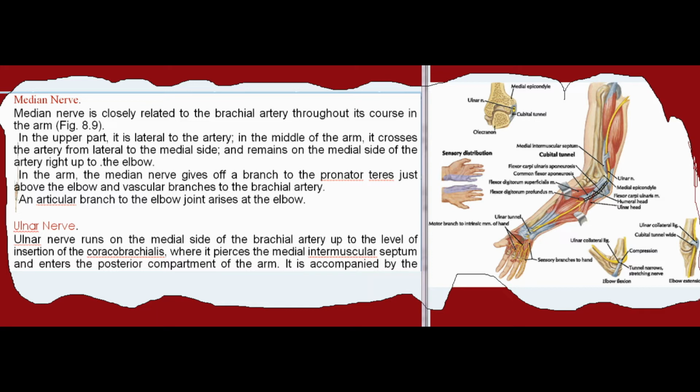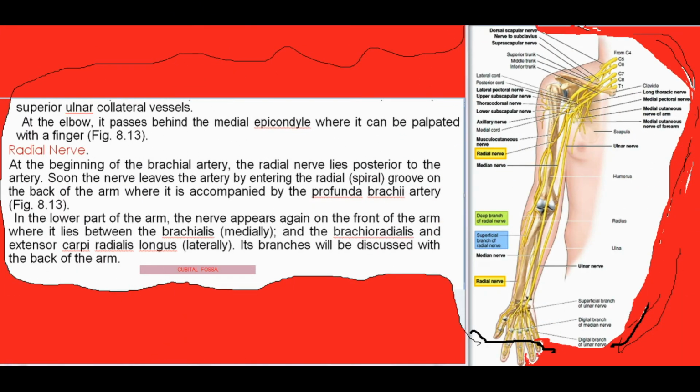Ulnar nerve. Ulnar nerve runs on the medial side of the brachial artery up to the level of insertion of the coracobrachialis, where it pierces the medial intermuscular septum and enters the posterior compartment of the arm. It is accompanied by the superior ulnar collateral vessels. At the elbow, it passes behind the medial epicondyle where it can be palpated with a finger, Fig 8.13. Radial nerve.